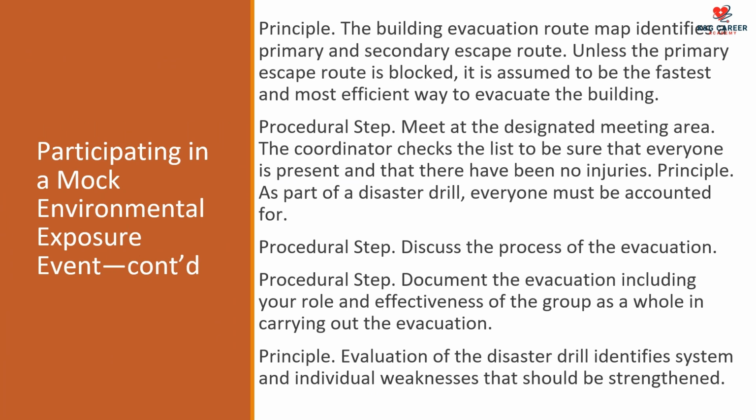Participating in a mock environmental exposure event. Principle: the building evacuation route map identifies a primary and secondary escape route. Unless the primary escape route is blocked, it is assumed to be the fastest and most efficient way to evacuate the building. Procedural step: meet at the designated meeting area. The coordinator checks the list to be sure that everyone is present and that there have been no injuries. Principle: as part of a disaster drill, everyone must be accounted for.